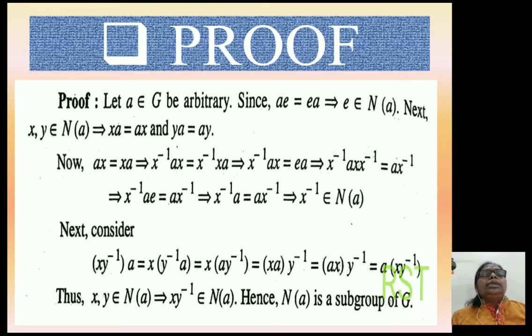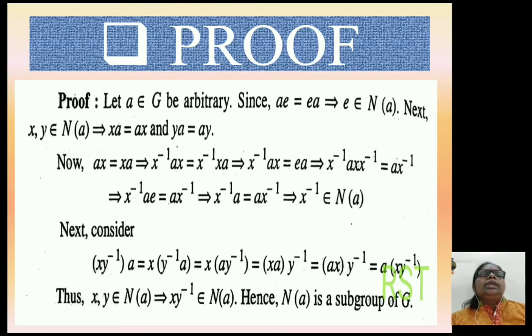Now consider the term x into y inverse, in bracket, multiplied by a, which equals x into (y inverse into a), and this term equals x into (a into y inverse), equals (xa) into y inverse, equals (ax) into y inverse, equals a into (x y inverse).